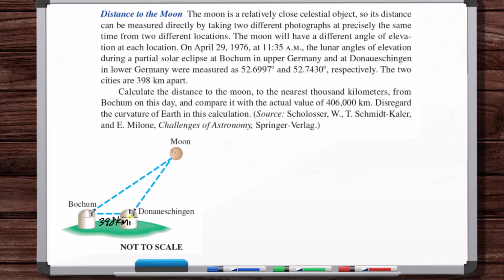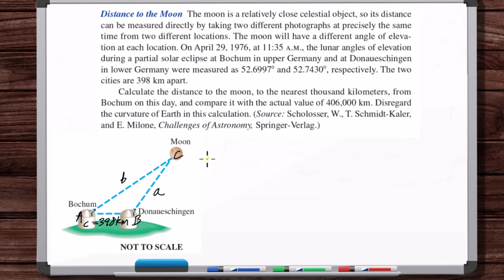Now, when it comes to triangles, it's good to use the labeling convention. You pick whatever vertices you want to be A, B, and C. That's just whatever you want. But then from there, the side length opposite of angle A is lowercase a, the side length opposite of angle B is lowercase b, and the side length opposite of angle C is lowercase c. So lowercase c is 398 kilometers.